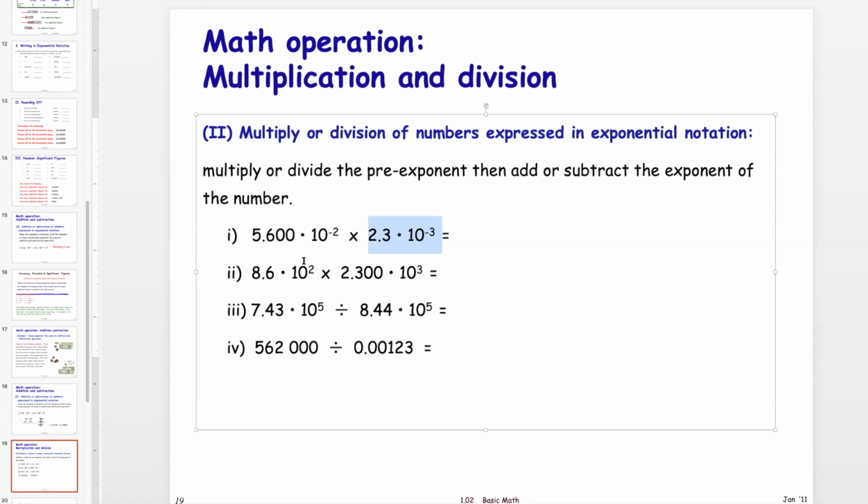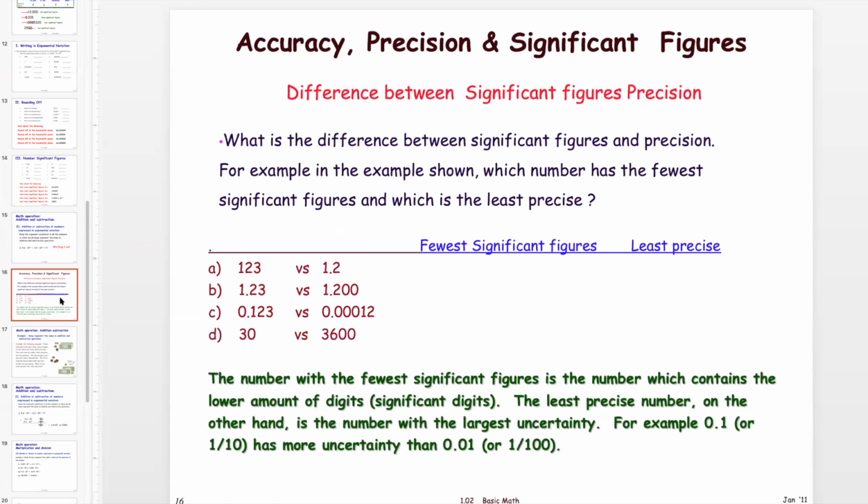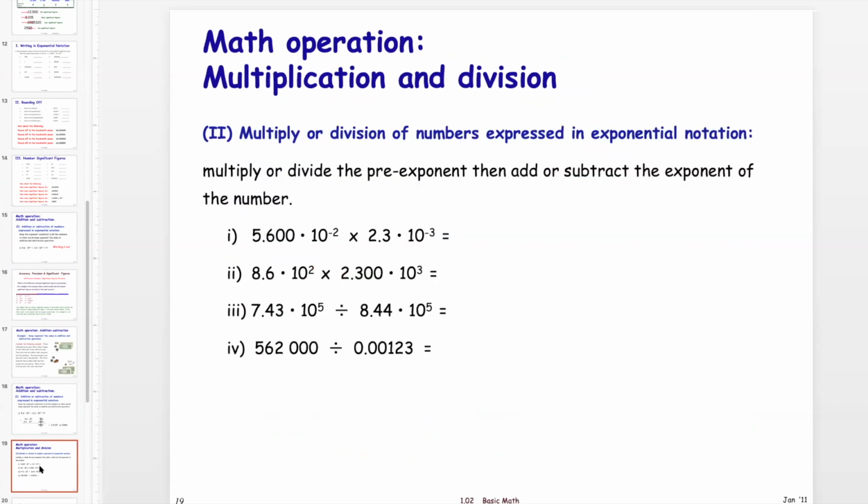That's why we went through this exercise right here, because if you don't know the difference between precision and significant figures, you're going to get messed up on the math operation. Who would have thought that simple addition and subtraction would be so complicated? Well, in science, it can be very complicated because we're always looking at significant figures.